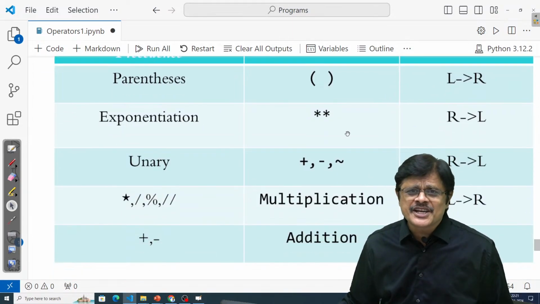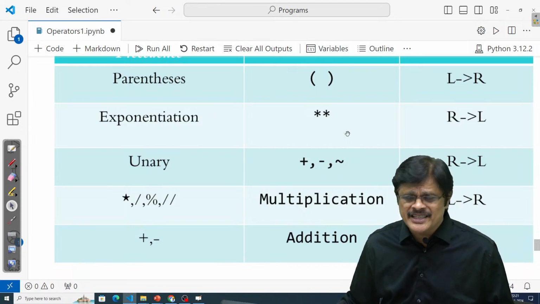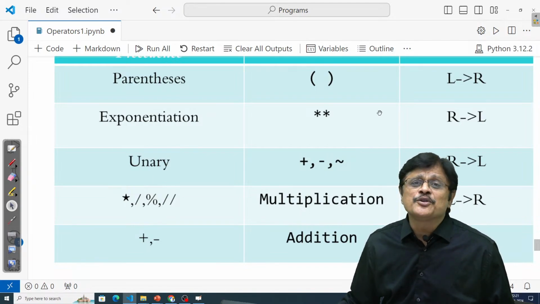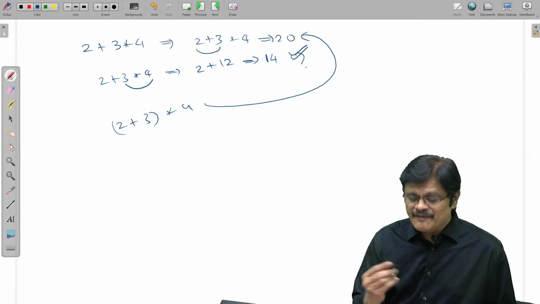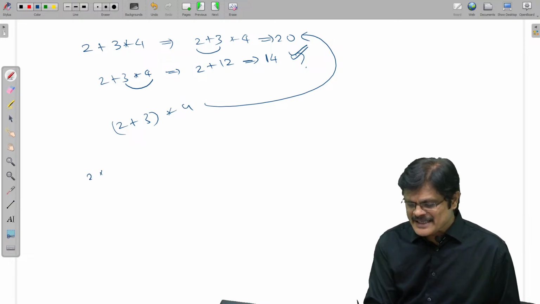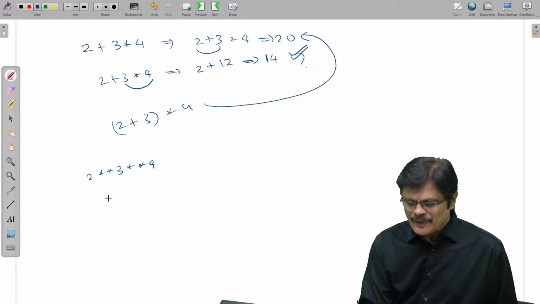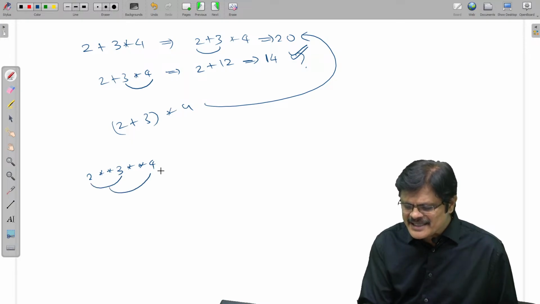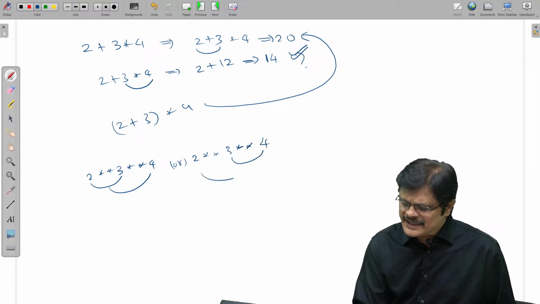So exponentiation, after parentheses, has the highest order of precedence. It has right to left associativity. That is, if you have multiple exponentiations, in which order should they be evaluated? For example, if you have 2 star star 3 star star 4, is the answer first this, then this, or first this one, then this one?